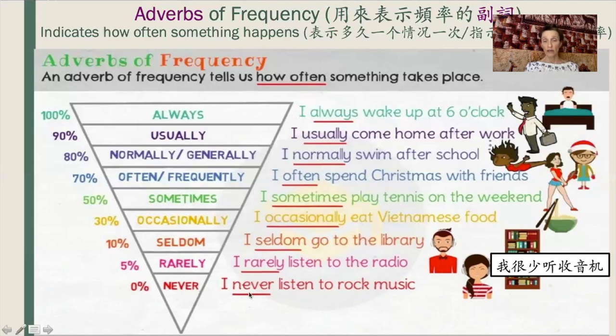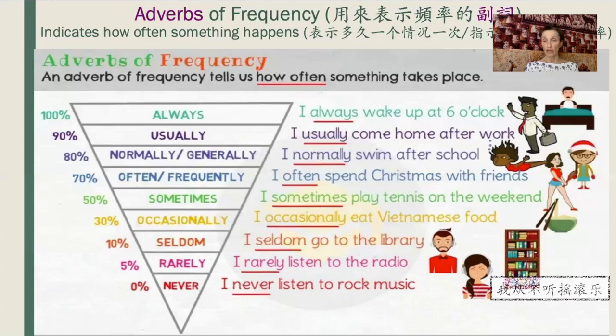Now we come down to never. There's multiple ways, even more ways of saying never in Chinese, at least that I've encountered, that are translated as English never. And we'll look at that a little bit more. But commonly you see 从不 or 从来. So this sentence, I never listen to rock music, would be this. 我从不听摇滚乐.